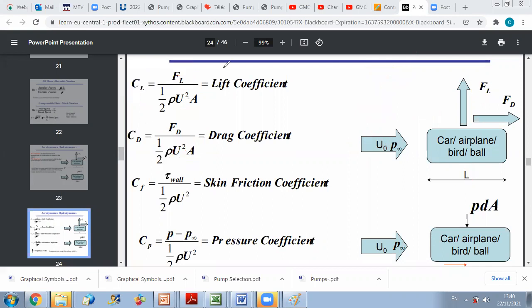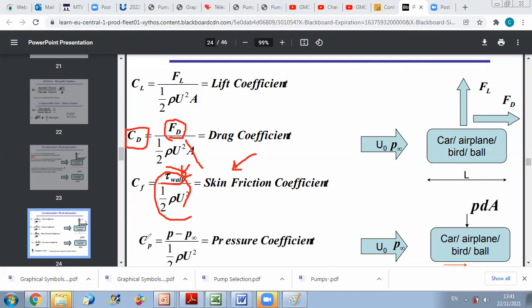As we did for lift, since drag force is also an important parameter, we'll define another dimensionless number, which is the drag coefficient. Based on the same procedure, it gives us Fd over half rho u squared A. We can also define the skin friction coefficient related to shear. As you can see, you can directly deduce its dimensionless number, because the only difference between F and tau is that tau is F over A. So if you eliminate A, you get the skin friction coefficient, which is tau over half rho u squared.